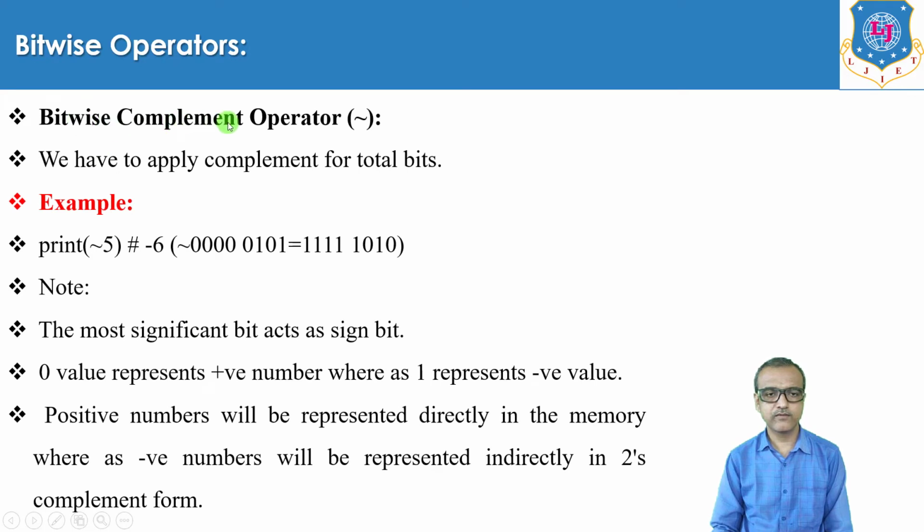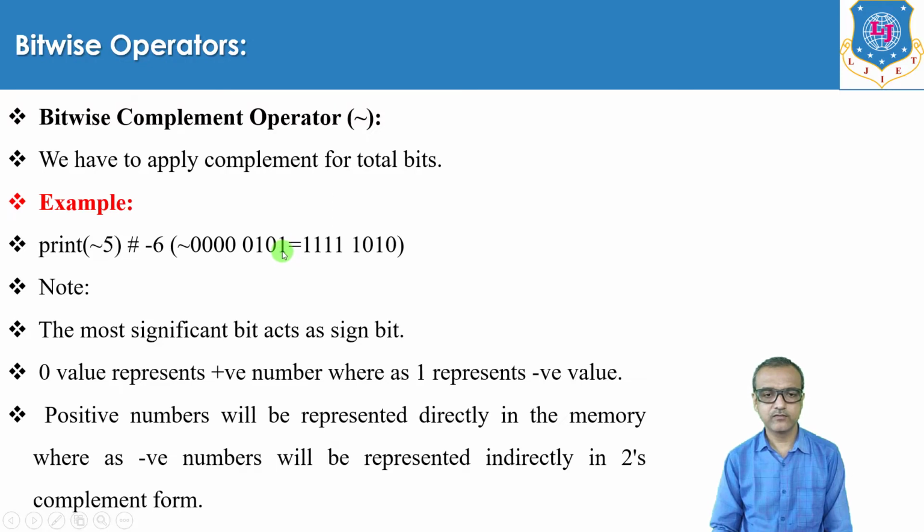Now we will see the bitwise complement operator, that is this one. We have to apply the complement to the total bits. How? I will make you understand with an example. Print of complement of 5. What will be the output in this case? That is -6. Now first of all, we have to write down the equivalent binary of 5, that is this one. This is 101 and all the remaining bits will be 0. Now if you apply the complement operator on these bits, what will be the output in that case?